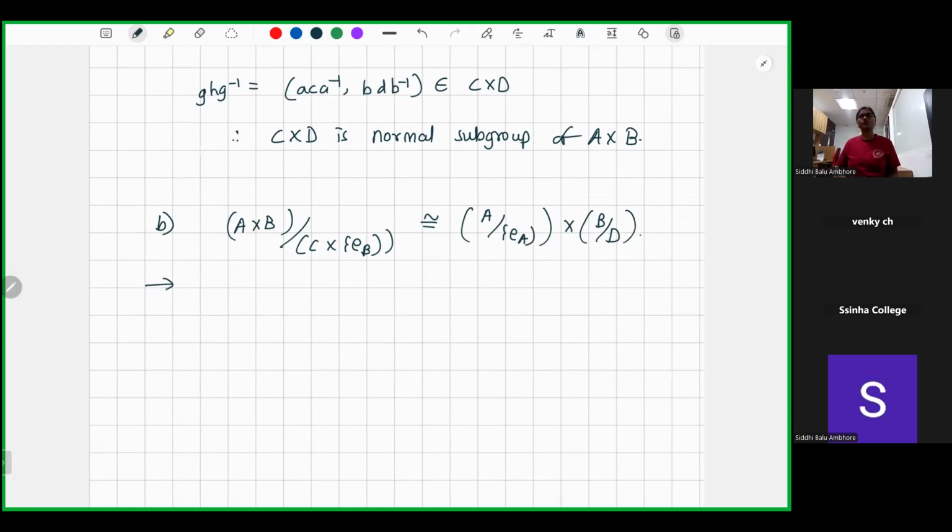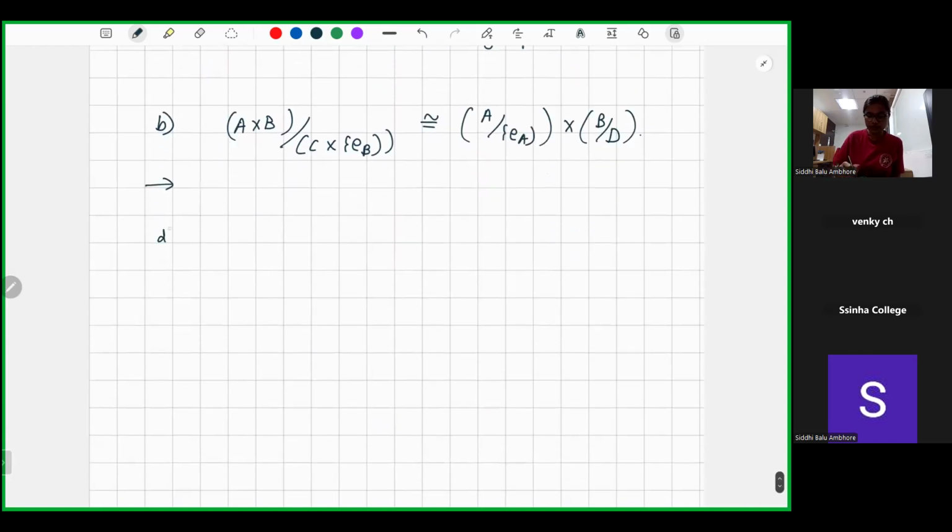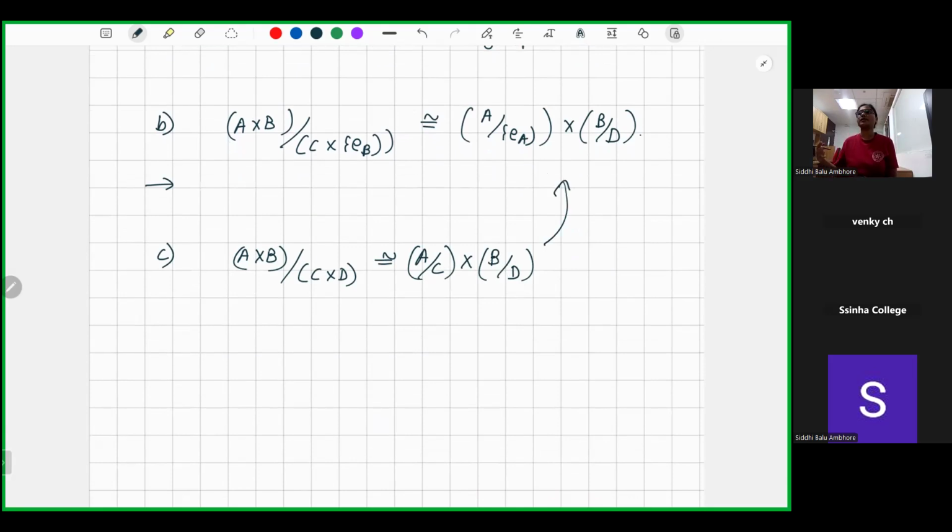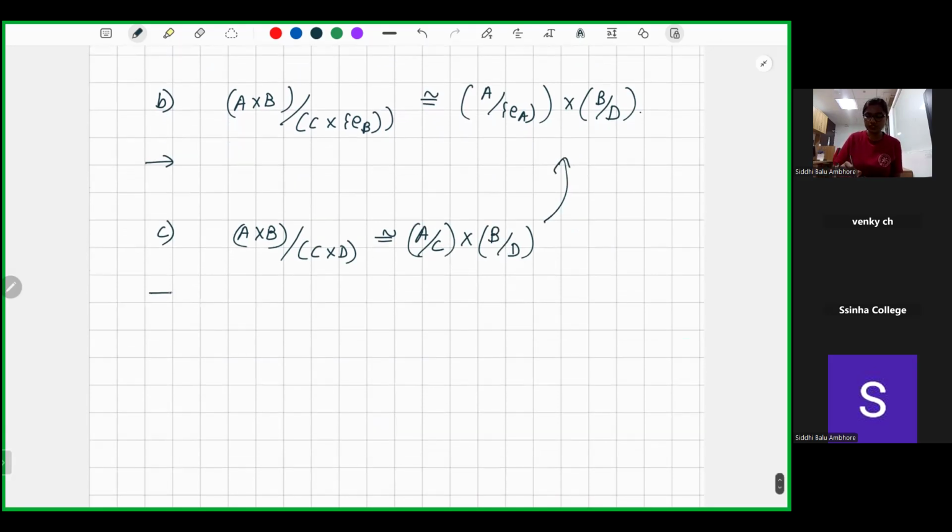How can you do this? I mean, how to proceed with this? Do you think this is true? So before going to the B part, let us check for this one, because this will help us in proving or disproving or obtaining a counterexample of the previous part. So let us check the C part first.